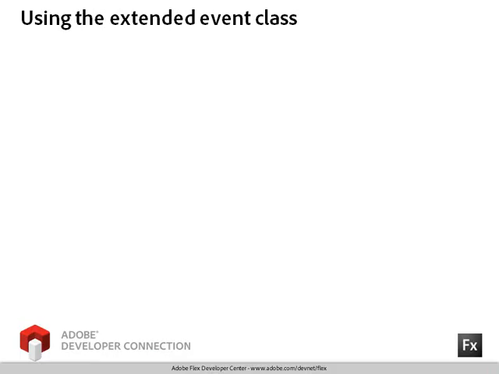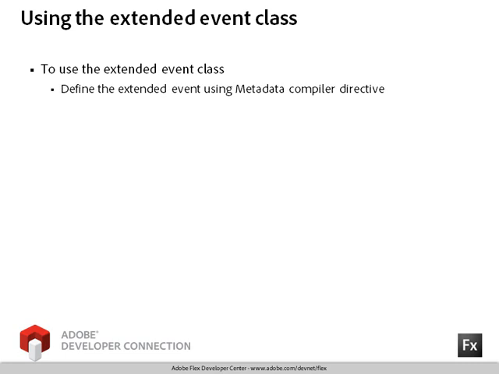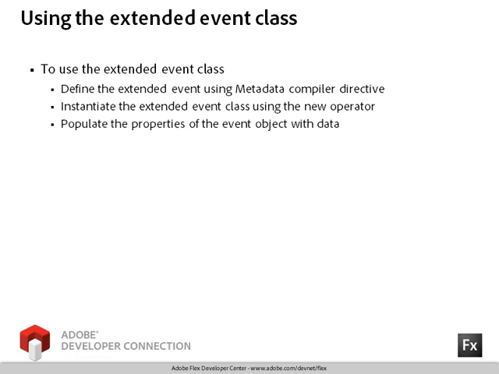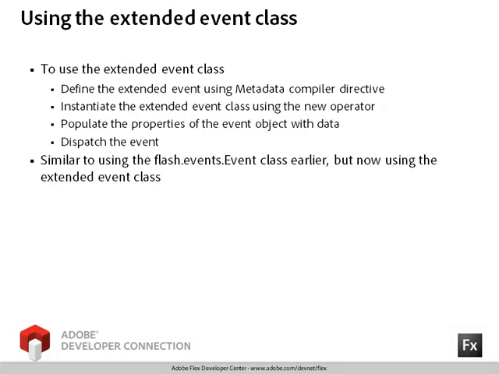Now that you have the custom class created that extends the event class, you can use it in your application. First, you will define this class in the metadata compiler directive, and then you will instantiate it using the new operator. Next, you will populate the new event object with the custom data that you want to pass, and then you will dispatch the event. The steps here are very similar to what you implemented in the last video, but now you will use the custom class and add some data to the event object.